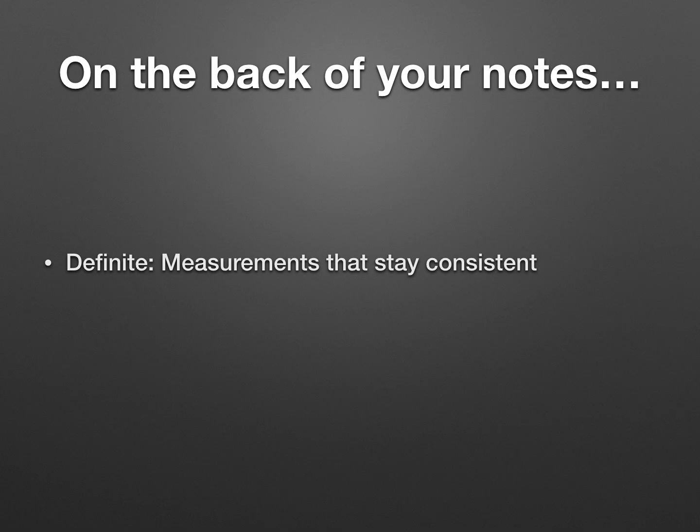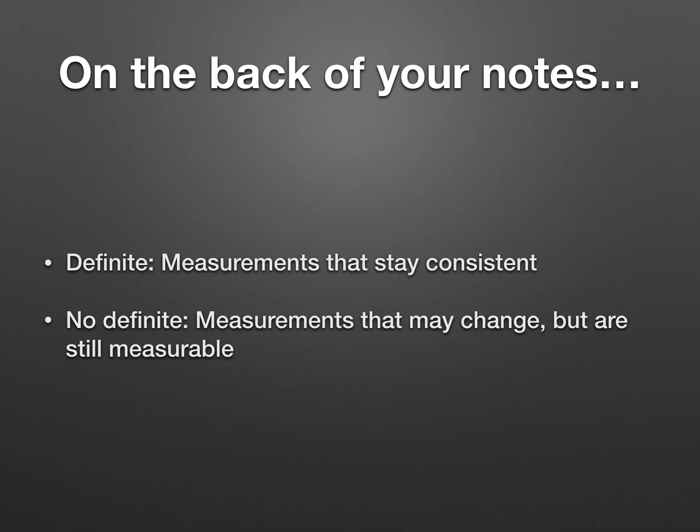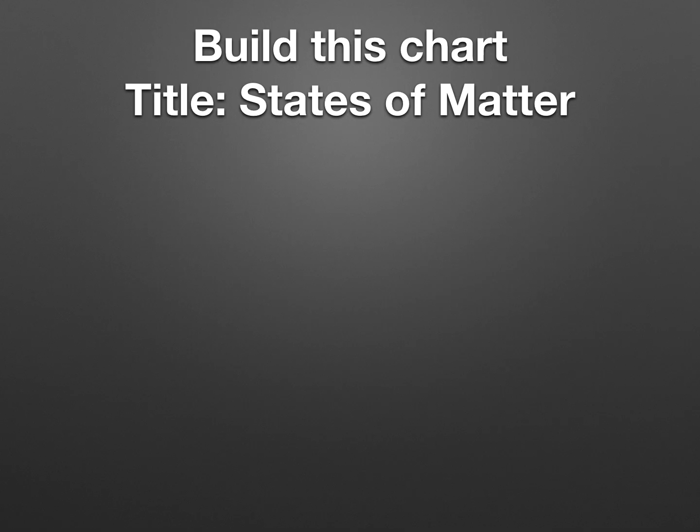Now, this is where I told you on the back of your notes that you need to write things down, and there's nothing on the back of your notes that says, here, write this information here, except for me telling you on this note, so just follow my directions and write these on the back. First of all, definite means measurements that stay consistent. Remember we talked about shape, mass, and volume, definite, not definite. Those are consistent measurements, meaning they can always be found the same. No definite means measurements that may change but are still measurable. Doesn't mean they don't have one. It doesn't mean that you can't find one. It just means that when you find it one time, the next time you find it, it may not be the same. And now you're going to build a beautiful chart.